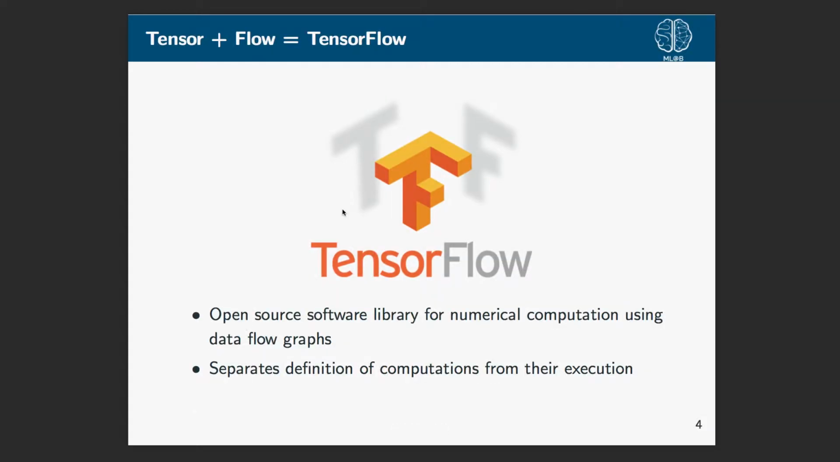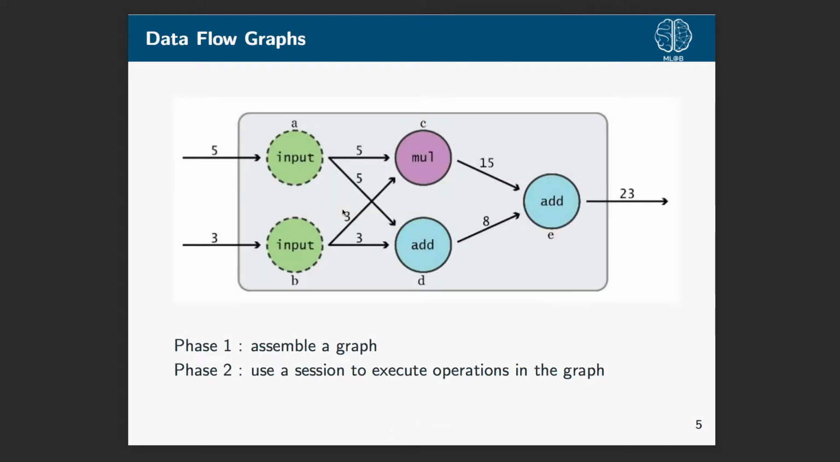So TensorFlow is just tensor plus flow. What do we mean by flow? TensorFlow is an open source library for numerical computation, and when we say flow, we mean data flow graphs. TensorFlow has this feature that separates the definition of computations from their execution. We define computations in the form of graphs, and there are two phases. One is to assemble a graph, and the second is to execute it in a session.